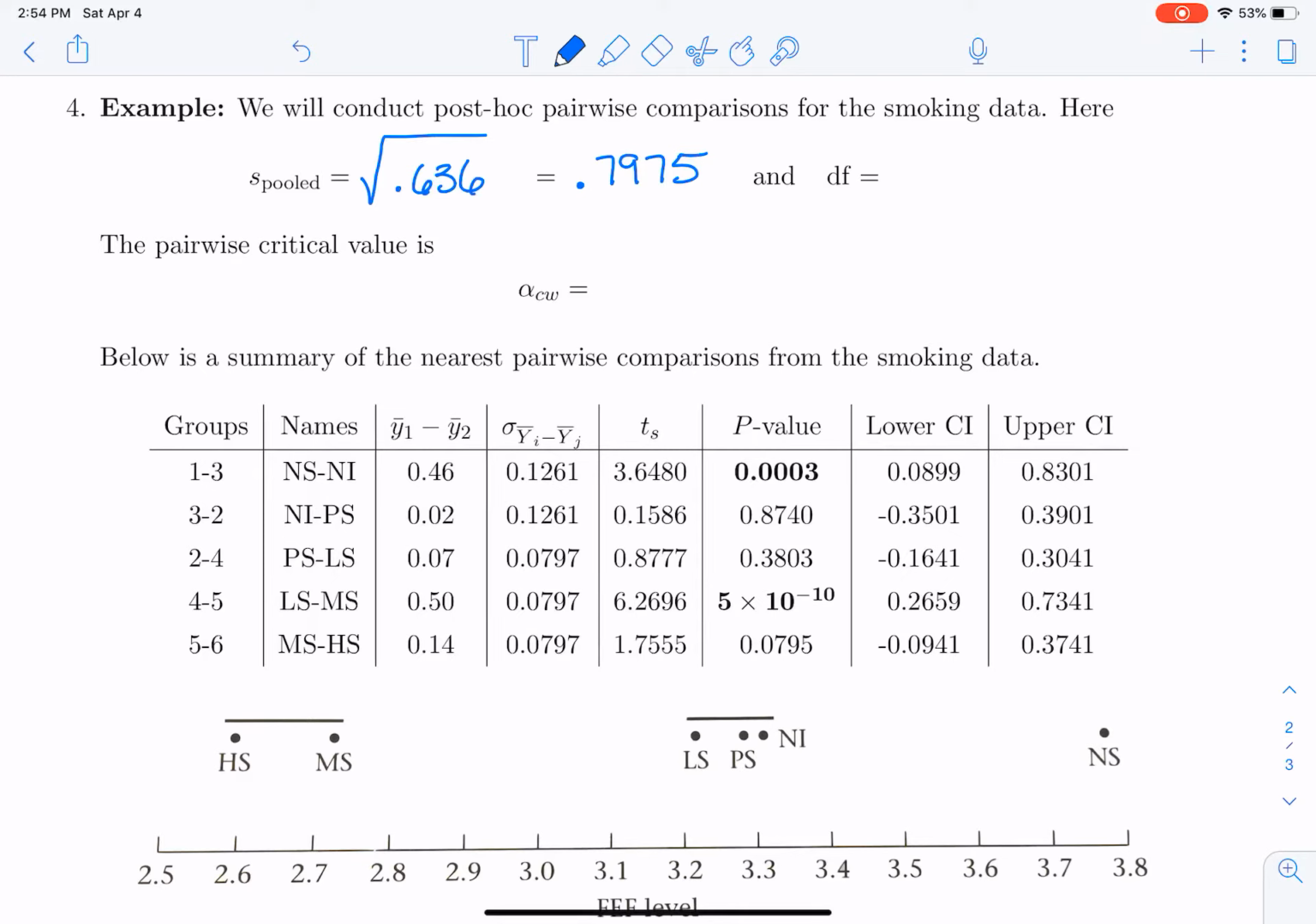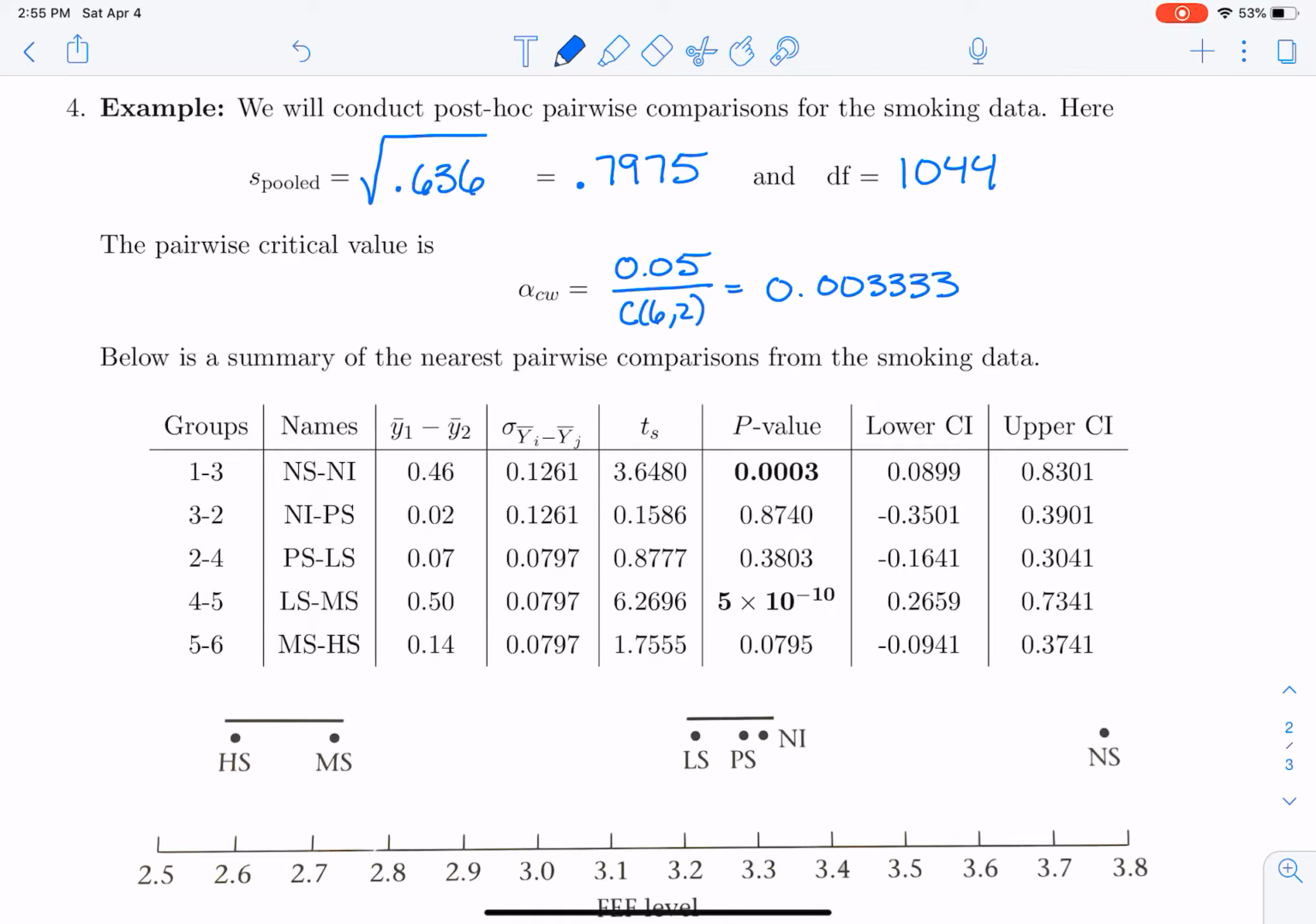Okay, the degrees of freedom in this case is going to be 1,044. And our pairwise critical value that we're going to consider is going to be 5%, but then we're going to divide that by the number of comparisons that we have to make for 6 groups, which was 6 choose 2. So that's divided by 15. So we're going to look at a component-wise error of 0.003333.